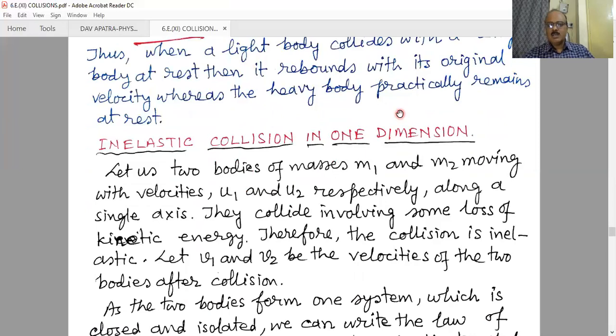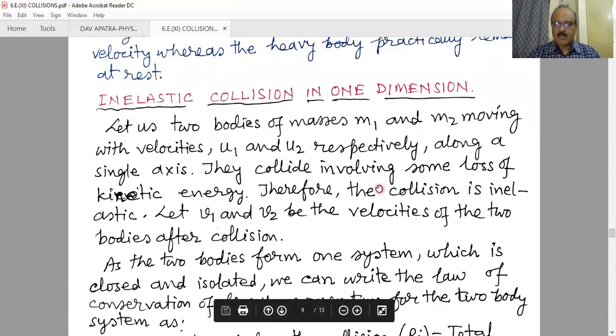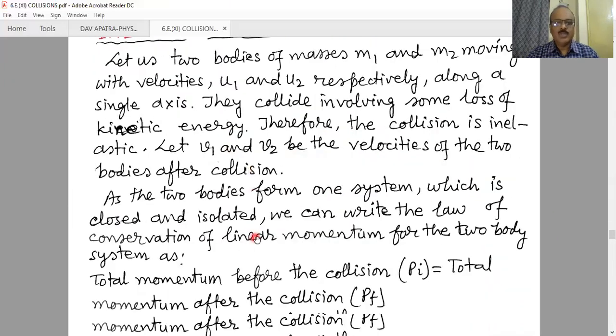Now all the discussion above is related to elastic collision. Now inelastic collision in one dimension. Let two bodies of mass m1 and m2 move with velocities u1 and u2 respectively along a single axis, say the x-axis. They collide, involving some loss of kinetic energy, and therefore the collision is inelastic, and v1, v2 are the velocities of the two bodies after the collision.